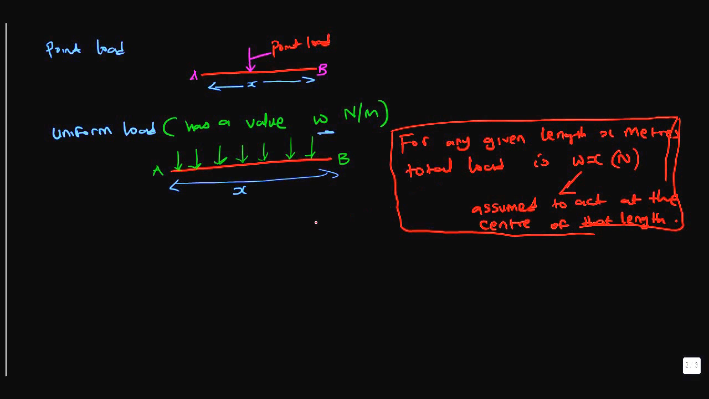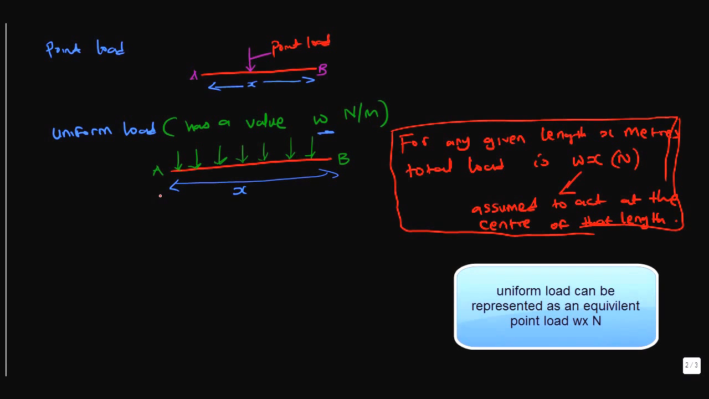Essentially, what all this here in the box is saying is you can convert the uniform load into an equivalent point load that would act at the center of the length. So this would be the center, and that would be Wx Newtons.